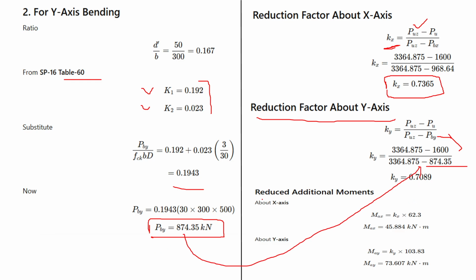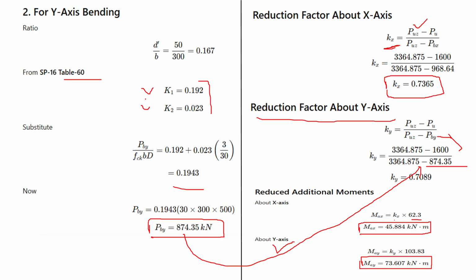Now the reduced additional moment, what you have to do: Mx, you multiply with the kx factor about whatever additional moment you just got, to get the reduced additional moment. This is 45.884 kilonewton meter. About the y-axis, similarly you multiply with the ky factor with the additional moment about the y-axis, and simply you are getting May. I hope it is clear.